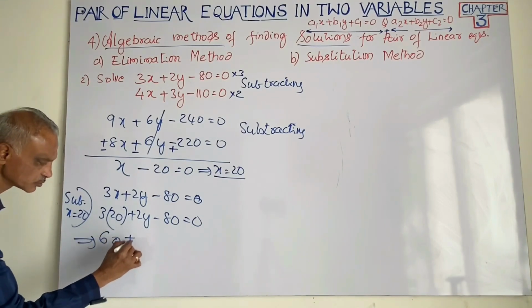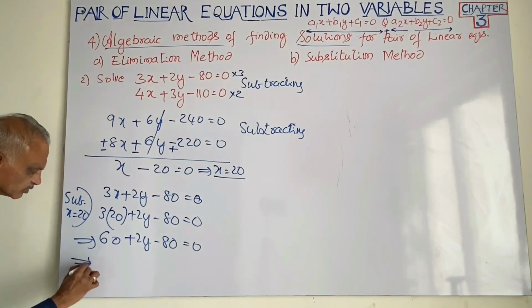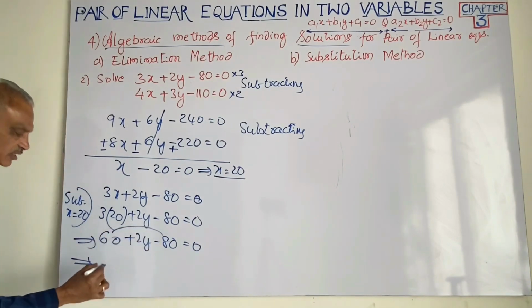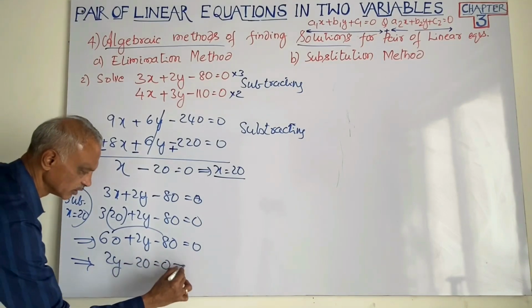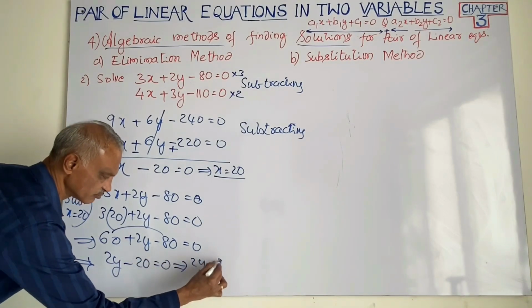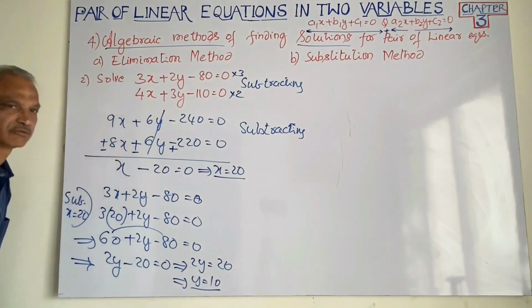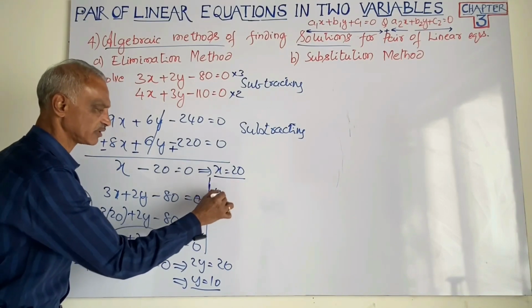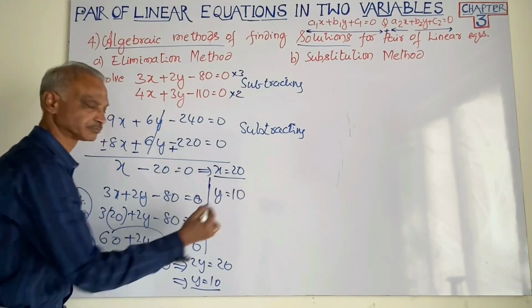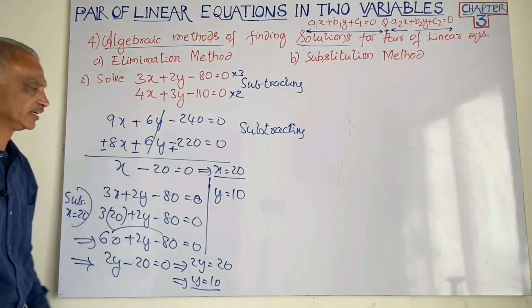60 plus 2y minus 80 is equal to 0. Now 60 minus 80, 2y minus 20 is equal to 0. Then 2y is equal to 20. Then you will get y is equal to 10. What is the value of x? You got 20. And what is the value of y? You got 10. The x is equal to 20 and y is equal to 10.